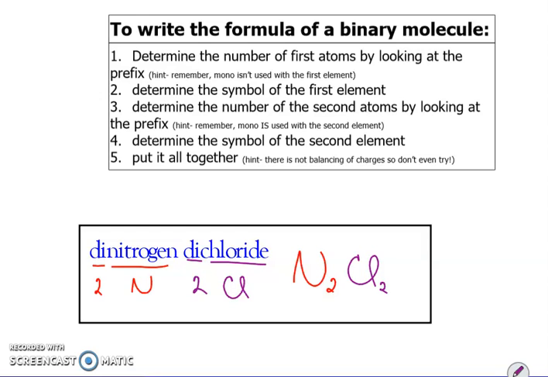You just put it together. There's no balancing charges, there's no looking at oxidation numbers. It's just as simple as that. There are no polyatomic ions in this. It's just a straightforward conversion of the prefix and name into numbers and symbols.